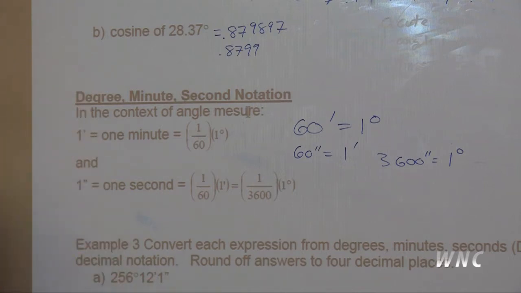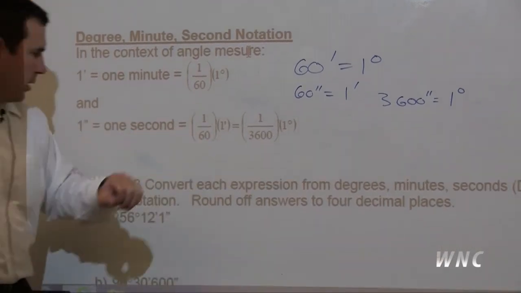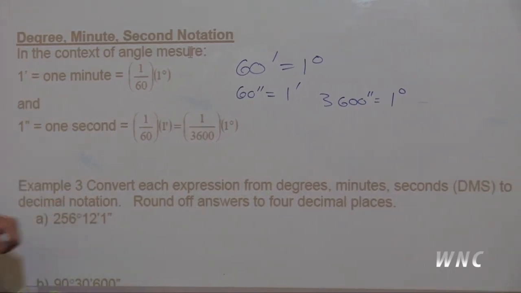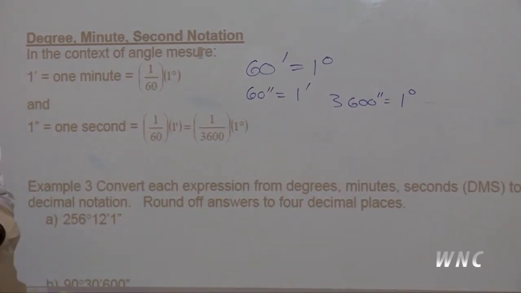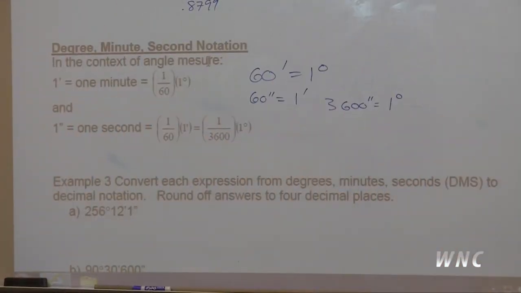So convert each of the expressions from degrees, minutes, seconds, that's the DMS notation, to just the decimal notation. So round off answers to 4 decimal places. Let me scroll this up a little bit so we have room to work.